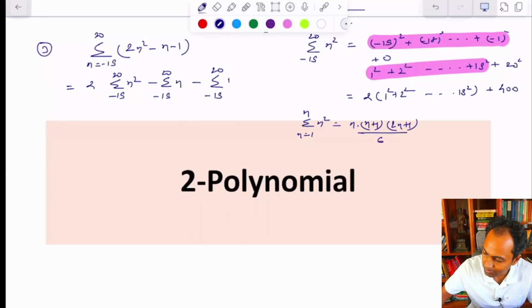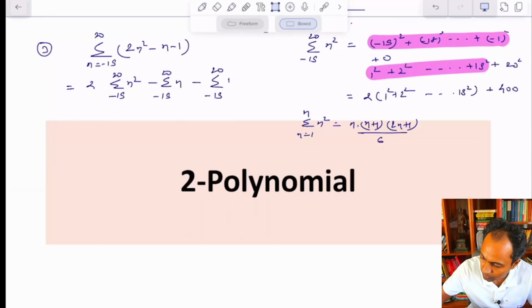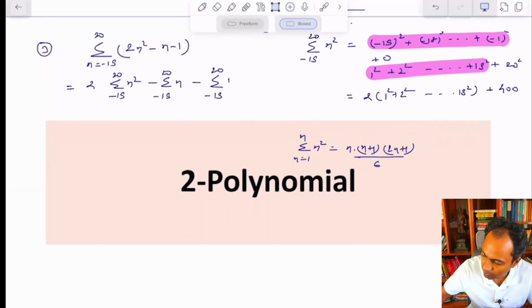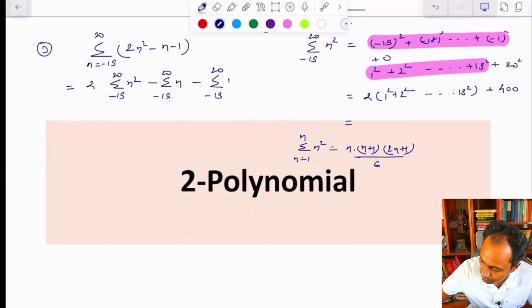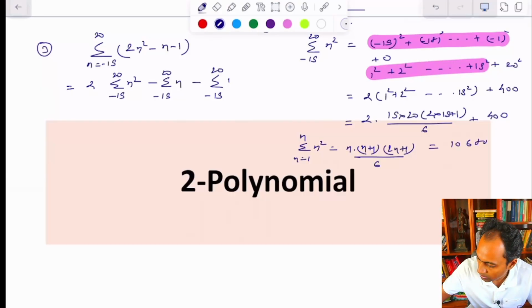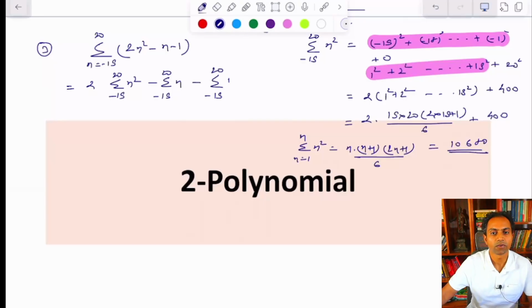So if I apply this, the answer can now be easily written as 2 times 19 into 20 into 2 into 19 plus 1 by 6, plus 400. If you find this value, this comes out to be 10,680 after simplification.